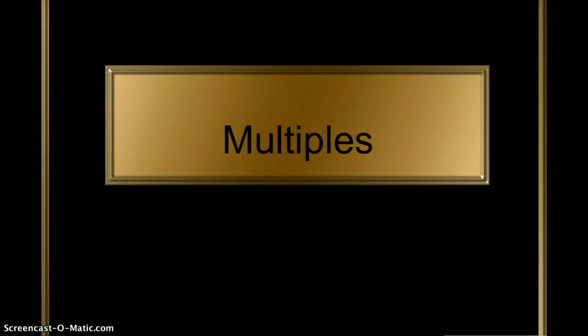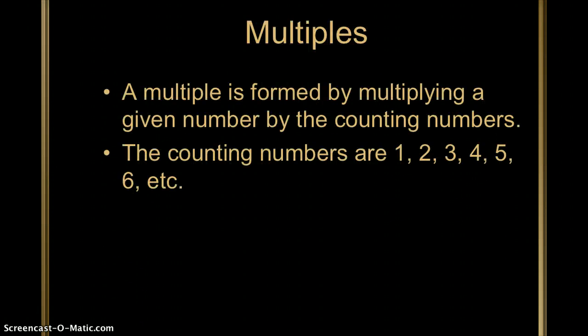Okay guys, today we're going to be looking at multiples and what they are and how to find them. Multiples are formed by multiplying a given number by the counting numbers. So the counting numbers are 1, 2, 3, 4, 5, 6, and so on.